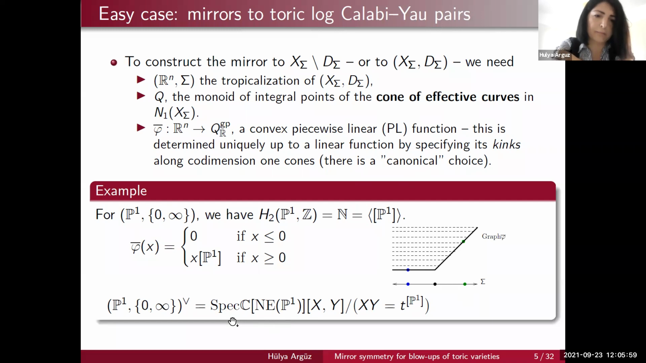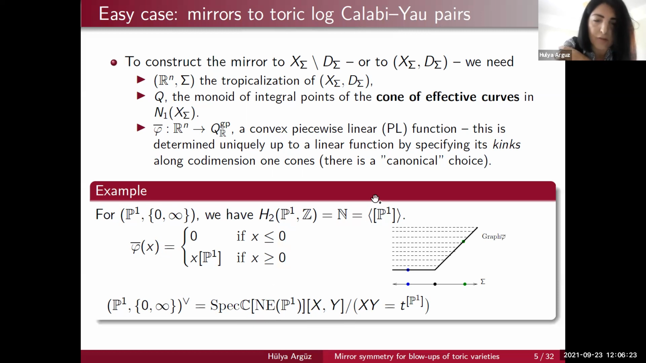And the mirror in this case, what is the mirror? So you just look at the upper convex hull of the graph of the function, and then you declare this to be the momentum polytope of the mirror family. So if you have a toric variety whose momentum polytope is this, this family is just Spec, this Morrison notation.